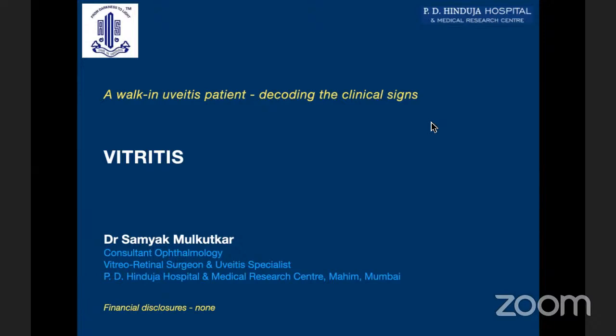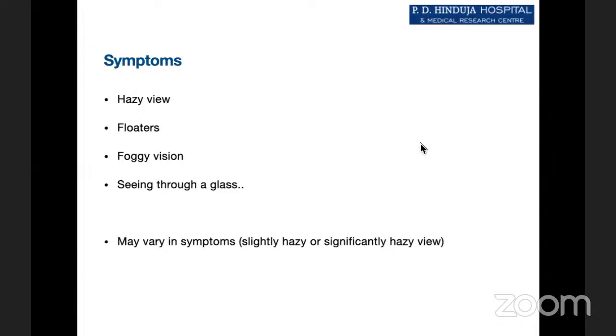While we decode vitritis clinical signs from the perspective of the general ophthalmologist, we have to understand that when the patient walks in, his symptoms could be a hazy view, or he may be seeing floaters, or have foggy vision, or be seeing through a glass. Symptoms may vary depending on the intensity of the haziness. It may be a slight or a significant haze.